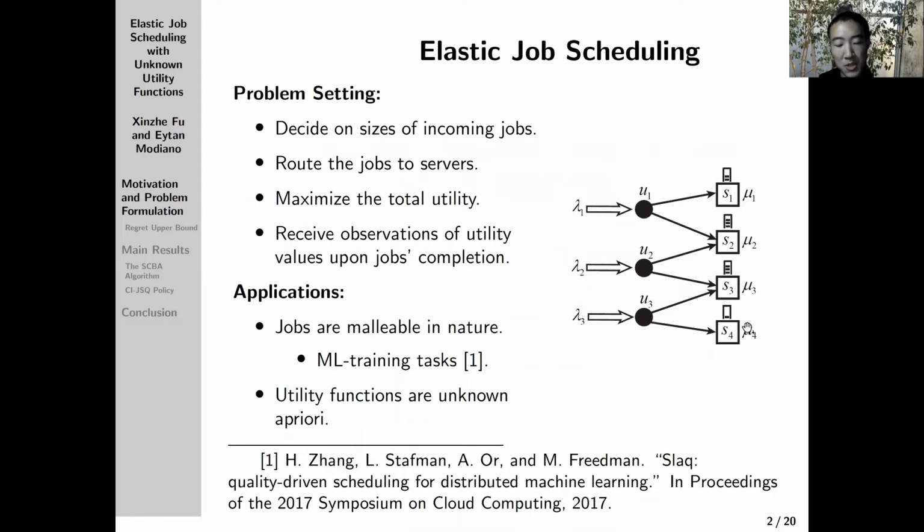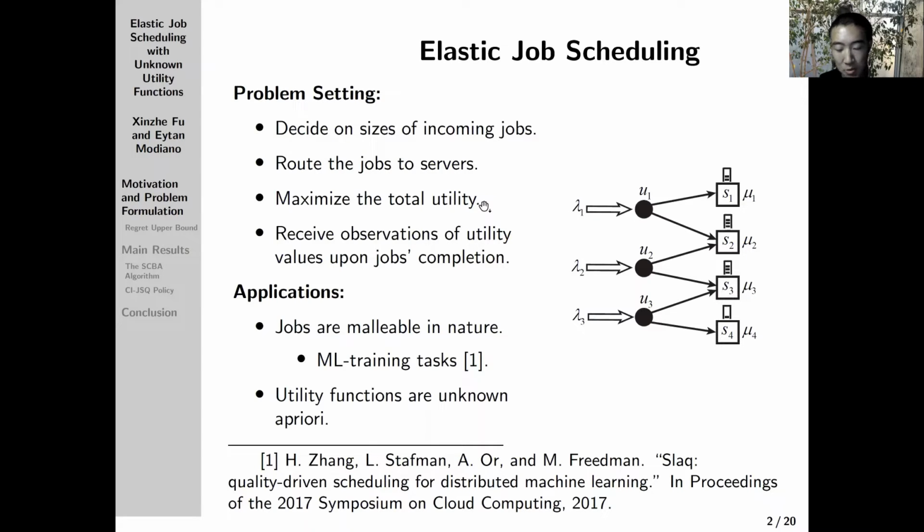In this paper, we study the problem of elastic job scheduling with unknown utility functions. At a high level, the problem setting is to decide on the sizes of incoming jobs, route the jobs to servers, and try to maximize the total utility. However, different from traditional job scheduling or resource allocation problems, here we do not know the utility functions of the jobs, but only receive observations of utility values upon job completion.